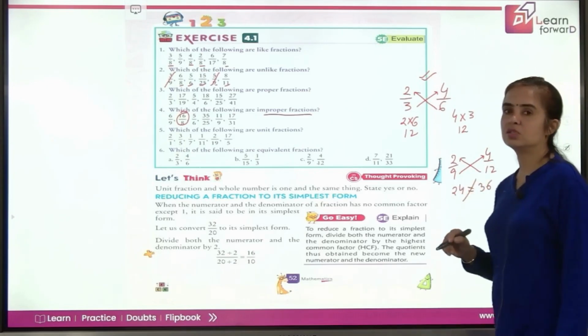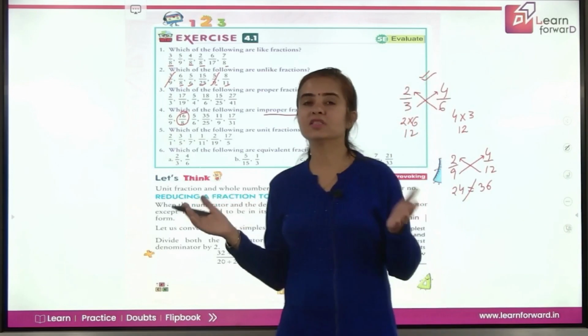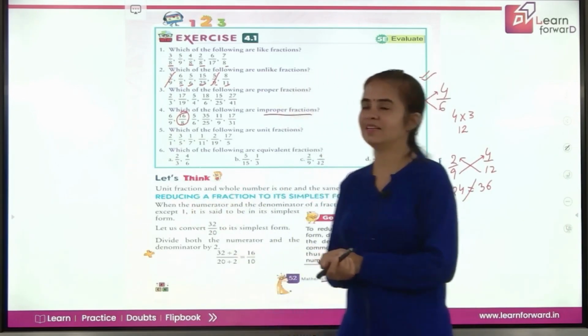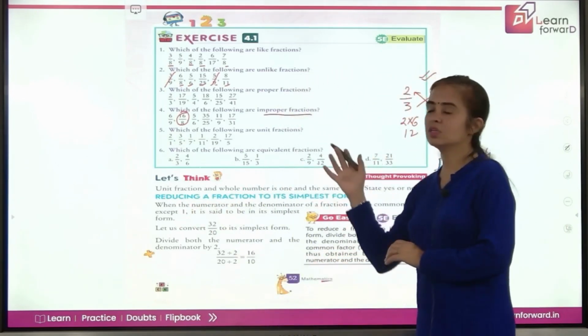No, the product is not the same. That means the two fractions are not equivalent, right? So this was in your first exercise.